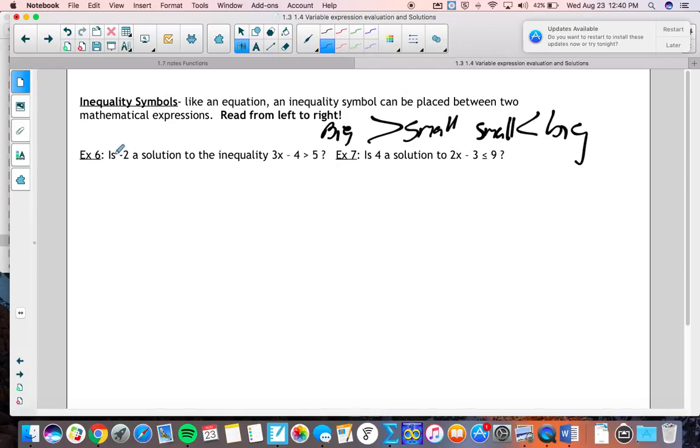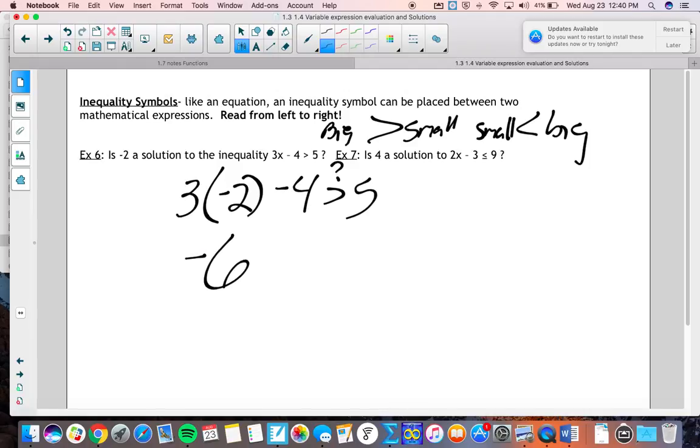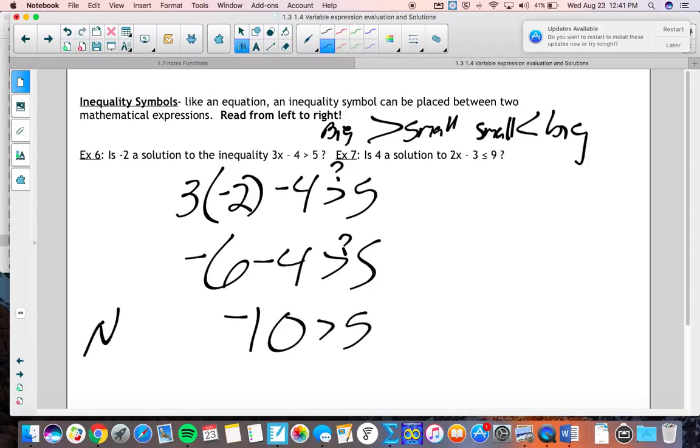So let's substitute in, they're wondering if -2 is the solution to the inequality, so let's substitute -2 in place of x. So 3 times -2 minus 4, is that actually greater than 5? So use your order of operations, -6, multiply first, and then subtract 4, we get -10 on the left. Is that greater than 5? No. So that means -2 is not a solution.